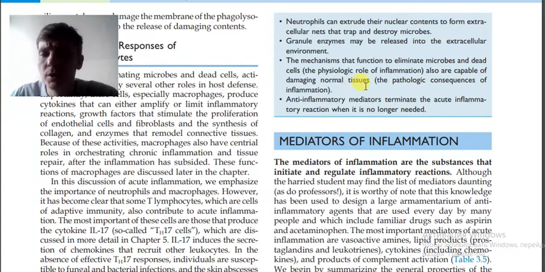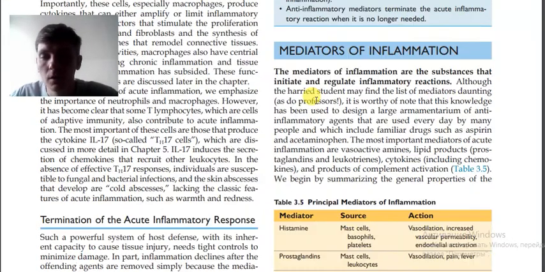And anti-inflammatory mediators terminate the acute inflammatory reaction when it is no longer needed. So then let's talk about mediators of inflammation. We already talked about them and you approximately understand their function. First of all, they promote all these 5 events of inflammation.